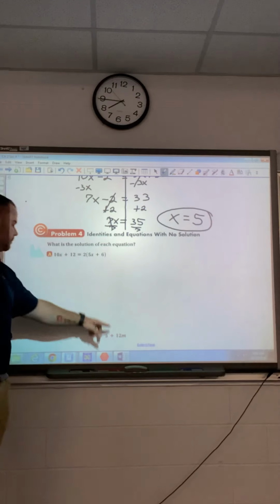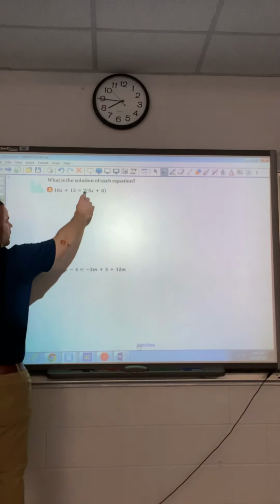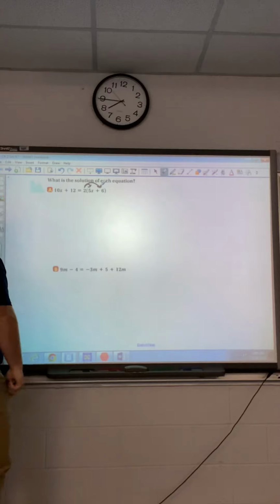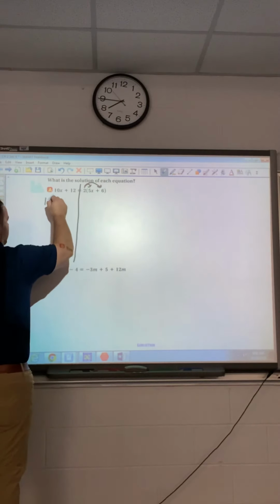All right, go ahead and write this one down. 10x plus 12 equals 2 times quantity 5x plus 6. What will be our first step here, Emily? Distribute. Yep. First thing I'm going to do is distribute this 2 to both things that are on the inside. When I do that, I'm going to write everything else down. I'm going to bring everything down.